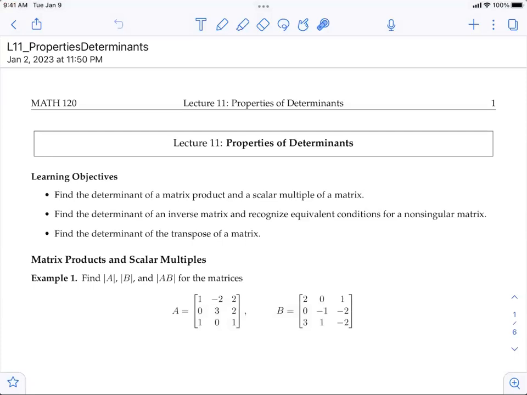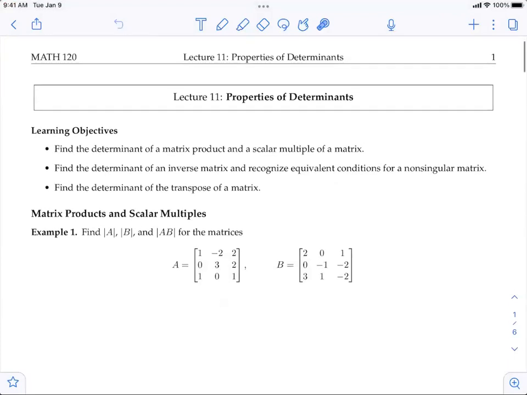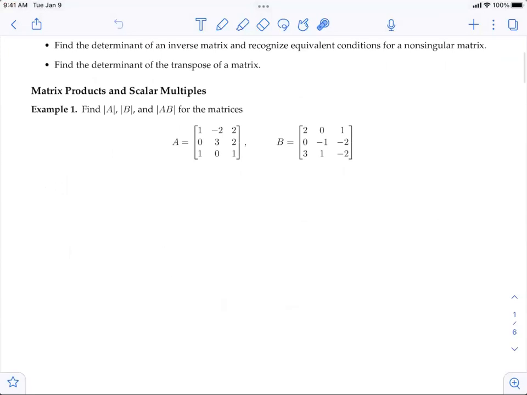And later we're going to find the determinant of the transpose of a matrix. Before we write down the formula for the determinant of a matrix product and the determinant of scalar multiples, we're going to do some examples. So I have these two matrices here. A is equal to 1, -2, 2, 0, 3, 2, 1, 0, 1. And the second matrix is 2, 0, 1, 0, -1, -2, 3, 1, -2.